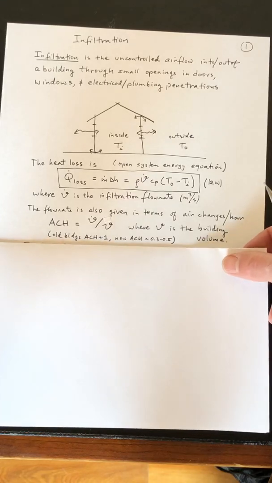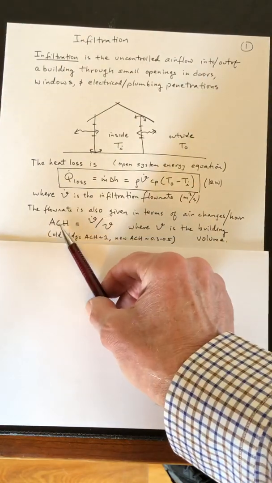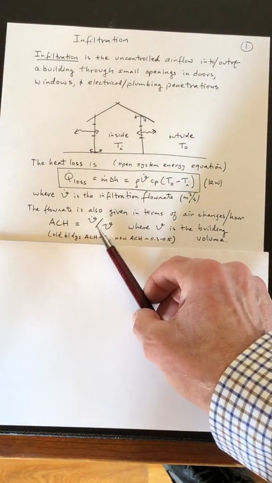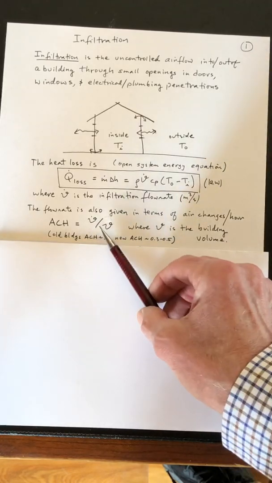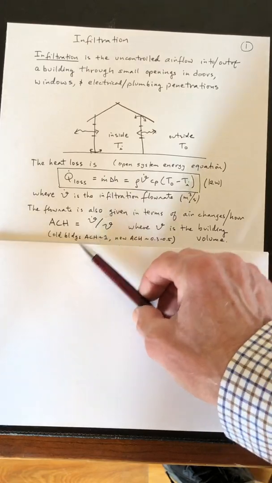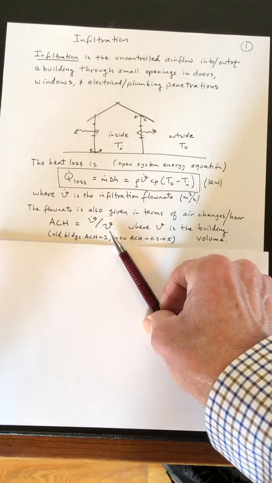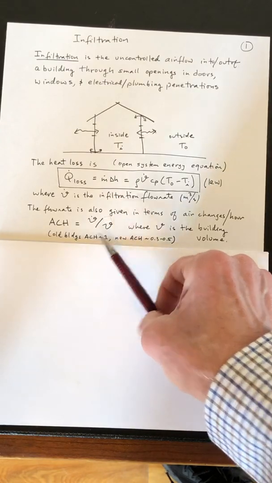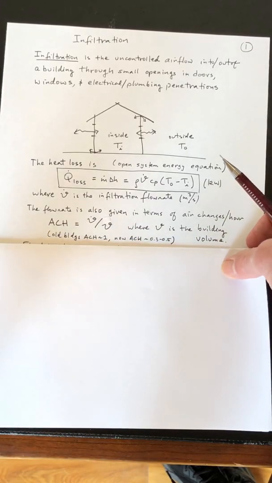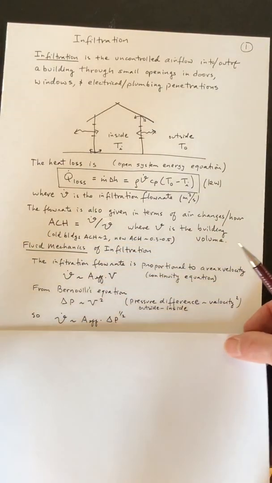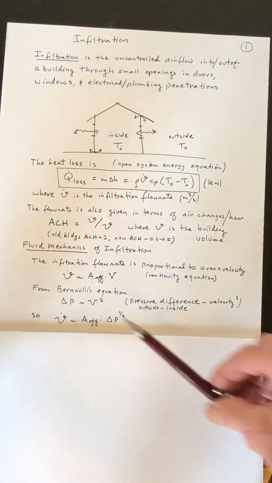Now, I'll also introduce a new and related term called air changes per hour, ACH, and that's the flow rate of the air, the flow rate of the infiltration, divided by the volume of the building. And that will represent the amount of time it takes to turn over all the air in the building. Old buildings are around 1, new buildings around 0.3 or so. So let's go ahead and develop an equation for the infiltration flow rate.